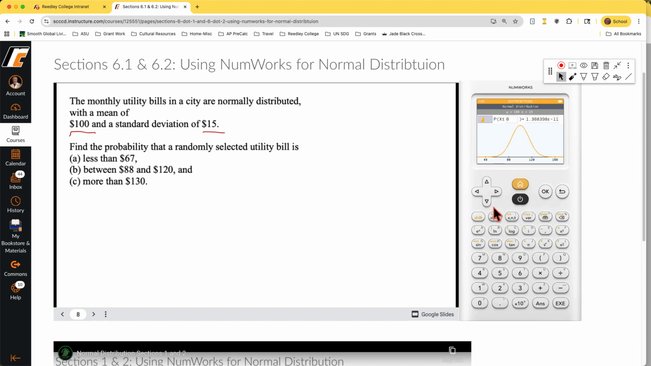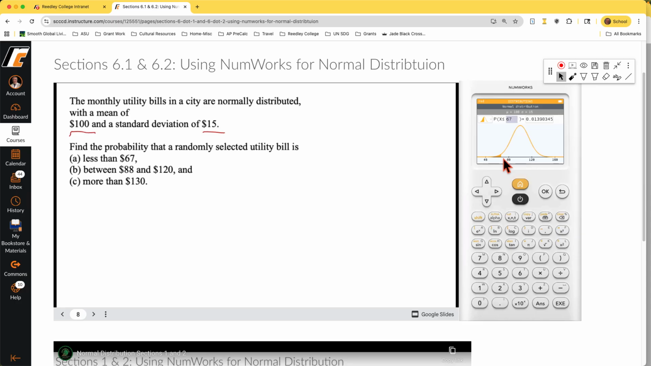Again, all we have to do is come here. We've got our 3 tools. We want the first one. That's the less than, which is usually the default. And then we don't have to do any calculation. We put in 67, and it's going to be dealing directly with the data.